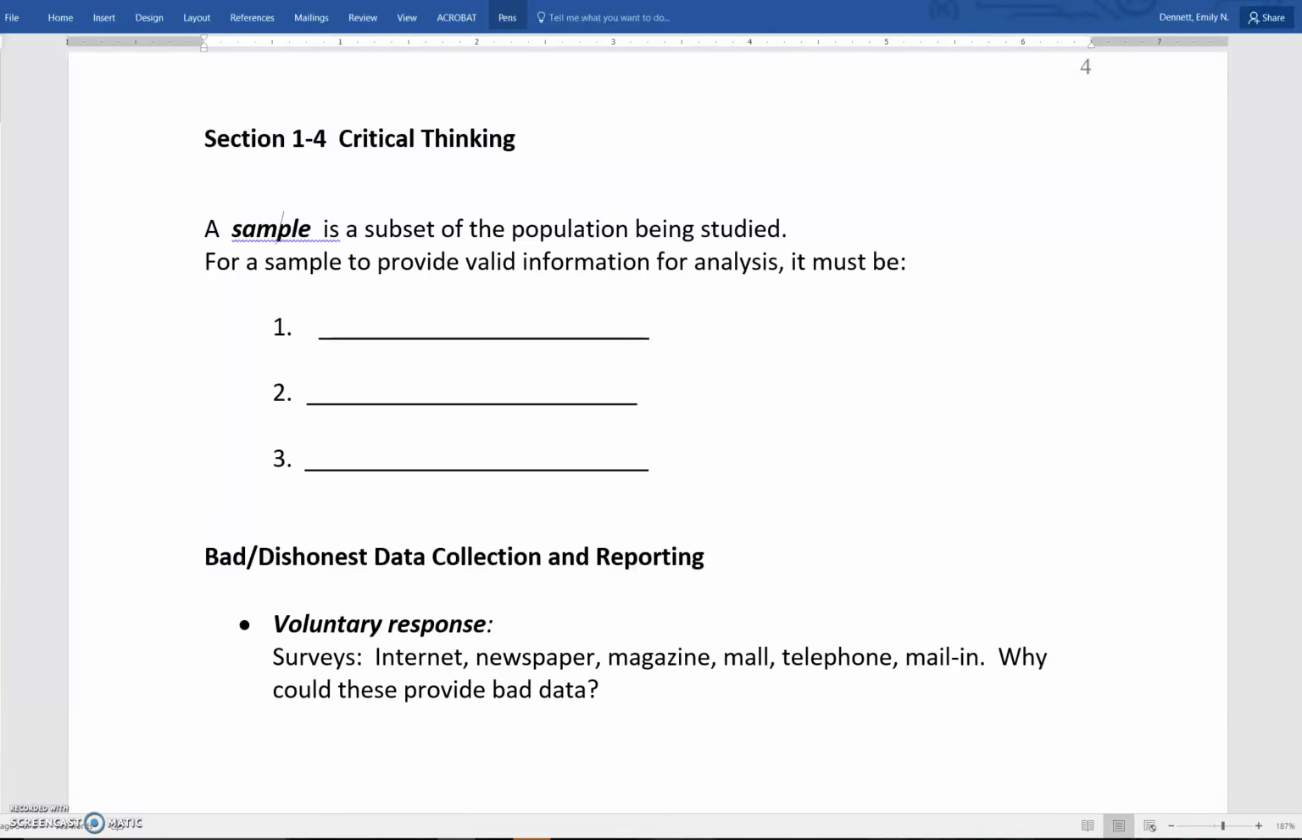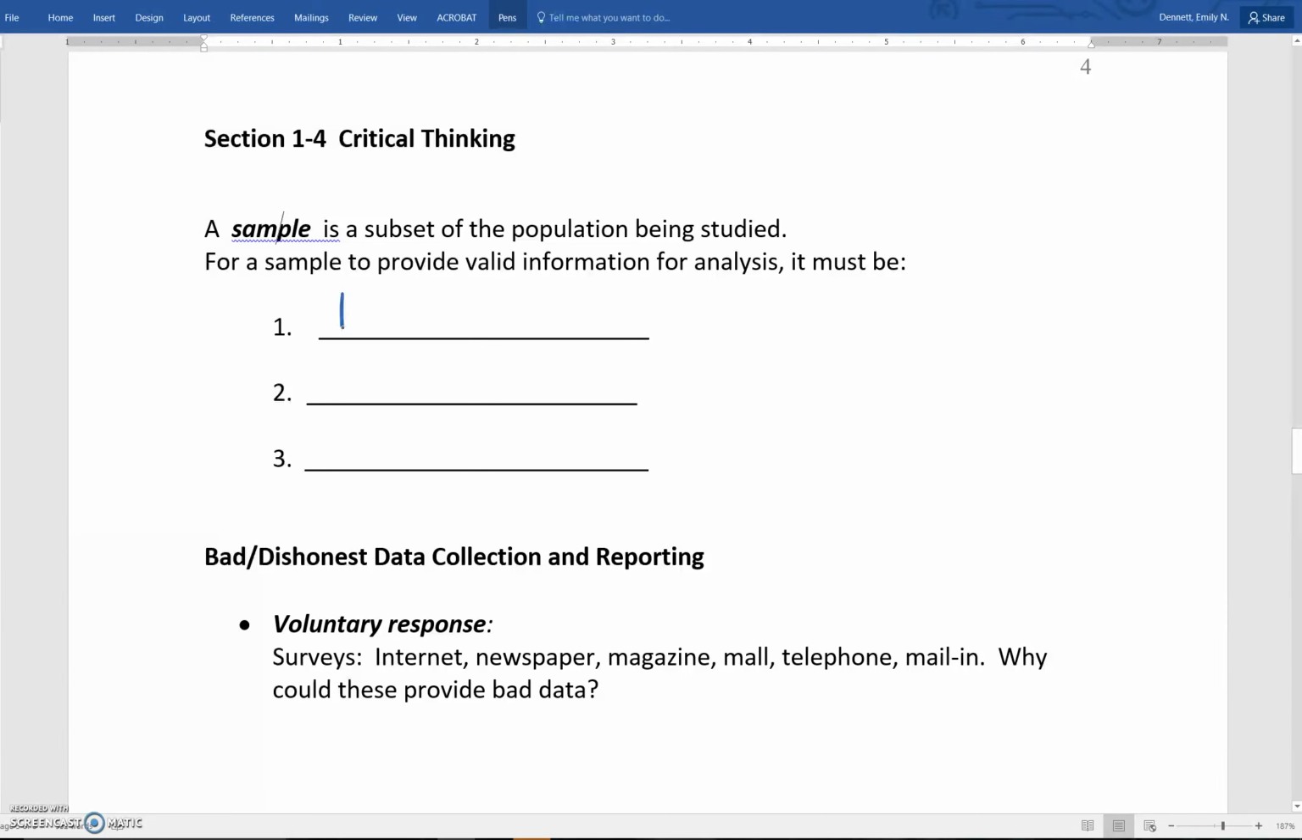In this video, we're going to go over some of the things that a statistician needs to think about when they're conducting statistics, conducting studies. So a sample is a subset of the population that's being studied. So whatever you're trying to learn about when you're collecting data and doing statistics. For a sample to provide valid information for analysis, there are three things that we want to think about.